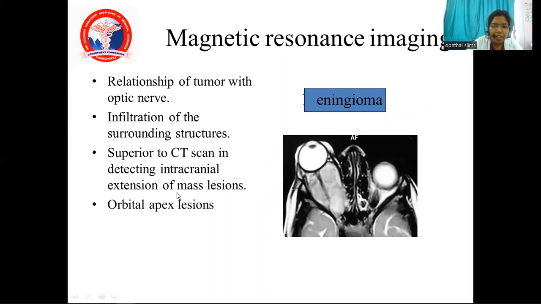MRI. This is an MRI picture of meningioma. MRI will show, in meningioma, the relationship of the tumor with the optic nerve and the infiltration of the surrounding structures. It is superior to CT scan in detecting intracranial extension of mass lesions and orbital apex lesions.